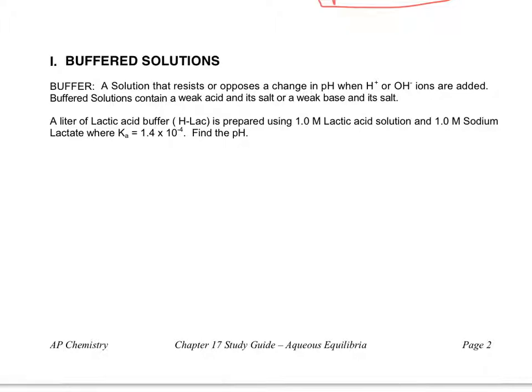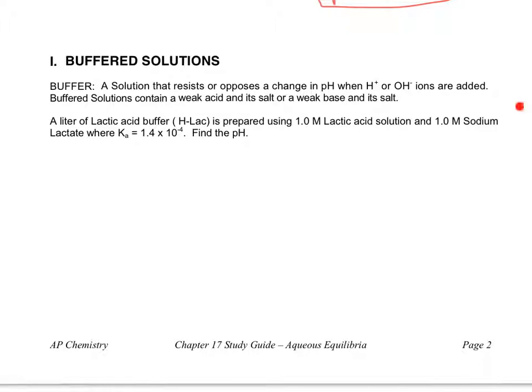So why are we talking about these common ions? Well, because that's what makes buffers. So let's define what a buffer is together. A buffer is a solution that resists or opposes a change in pH when extra H plus or OH minus ions are added.